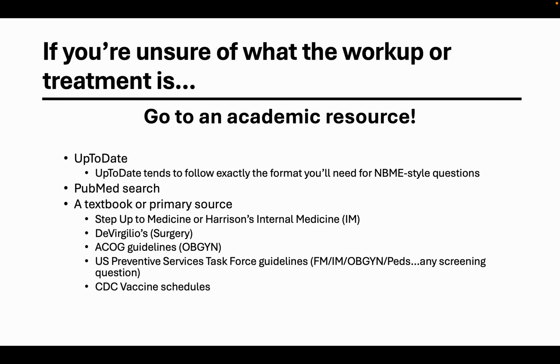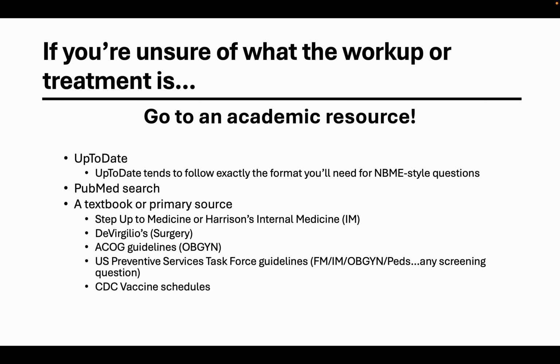Generally speaking, as you're reviewing, if you get to the point where, okay, I've reviewed the exam, I know what I got right and wrong, I know how to diagnose this condition, but I don't really understand the complete workup or treatment of this condition, that's when you go to your resource.